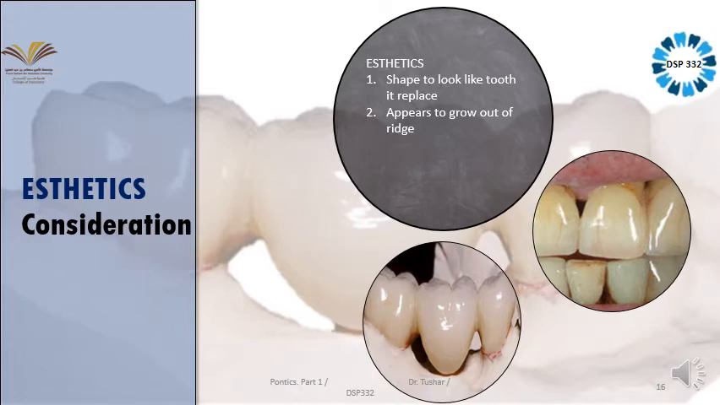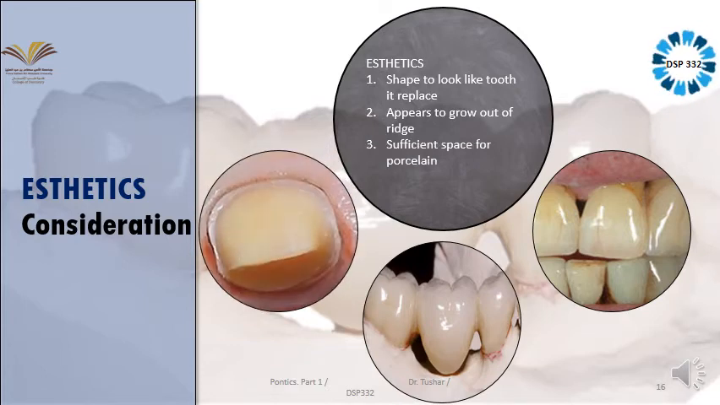But when you say that it should grow from the ridge, that doesn't mean that you should apply pressure onto the ridge, because we have seen what will happen if you apply a lot of pressure on the ridge. So you have to keep a balance. Sufficient space should be available for your pontic, and for this reason your crown preparation should be proper.